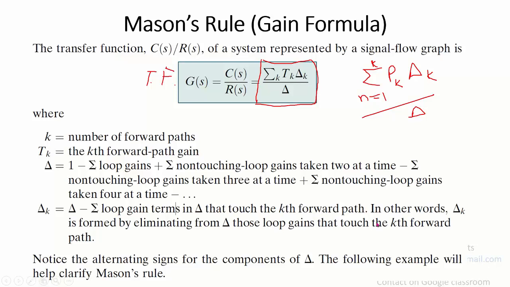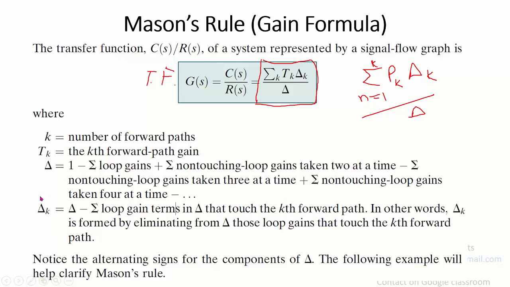Then you will be talking about minus summation of non-touching loop gains taken 3 at a time. So this will be for 3 non-touching loops. So first is individual. This summation of loop gains means this will be taken for individual loops. The second term will be taken for 2 non-touching loops. The third will be taken for 3 non-touching loops. And fourth will be taken for 4 non-touching loops. And notice that you have alternate sign, like minus, then plus, then minus, then plus, then minus, and so on.